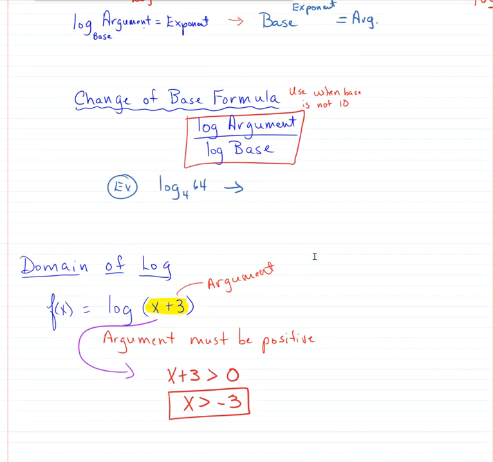The domain of a log, remember we said that you couldn't take the log of a negative number. So the argument must be positive. So you take that argument, whatever's in those parentheses, set it greater than 0 and solve, and you get your domain of the log.